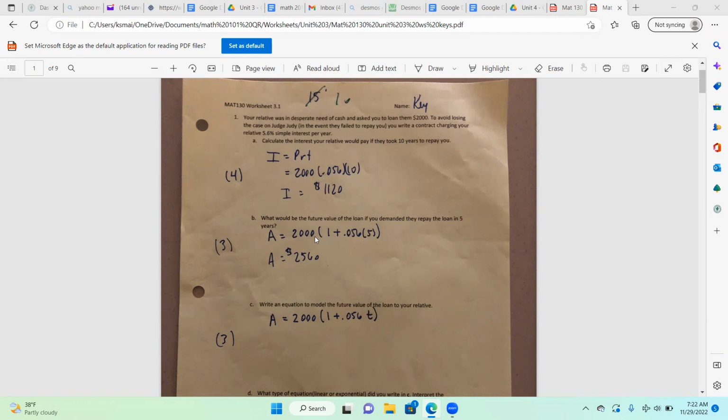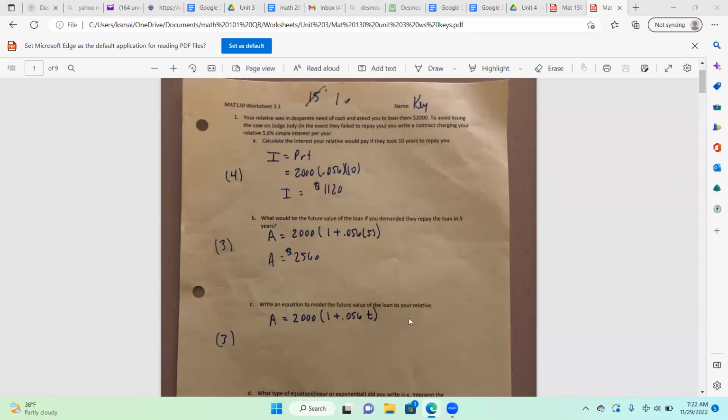They repay the loan in 5 years. So the future value is $2,000, your principal, times 1 plus the rate at 0.056 times 5 for the number of years instead of 10. So in the end, they would owe you $2,560, and that includes the interest.